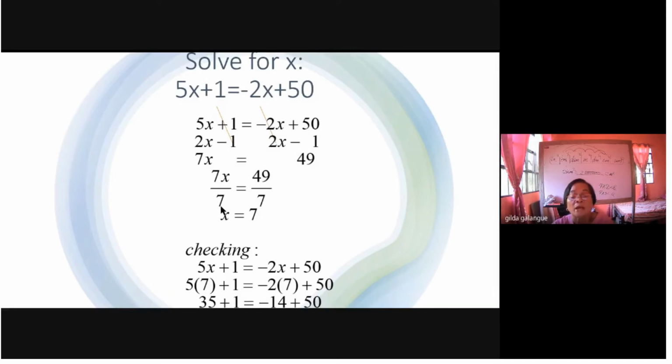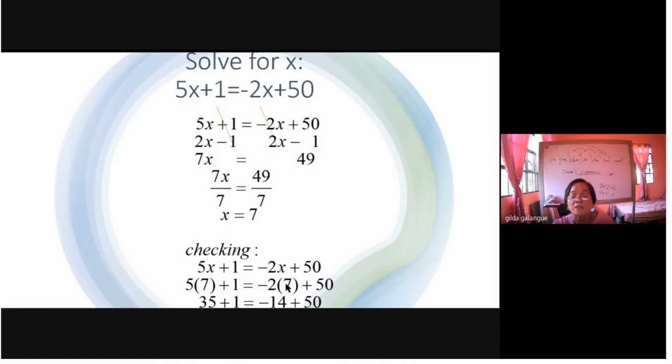So now we will check whether our answer is correct by substituting the value of x in the original equation. What is the original equation? 5x plus 1 equals negative 2x plus 50. What is the value of x? The value of x is 7. 5 times 7 plus 1, and negative 2 times 7 plus 50. What is 5 times 7? That is 35. 35 plus 1, the answer is 36.